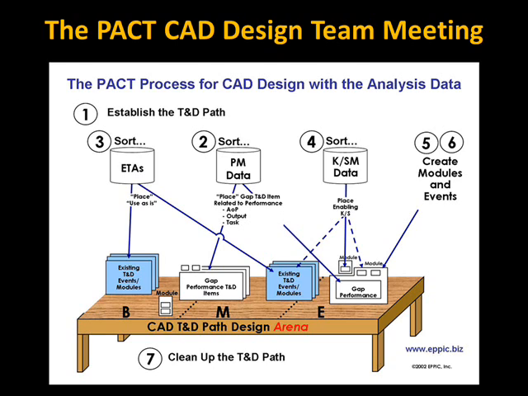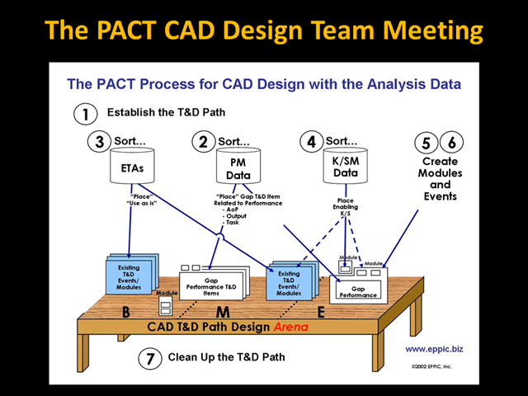The fourth step is to sort then all of the enabling knowledge and skills. And because all of that enabling knowledge and skills is identified in terms of it enables what performance, we would place that enabling knowledge and skills immediately before the performance that it enables. Now we have all the analysis data that we collected sorted into the path. So there's a couple of steps left.